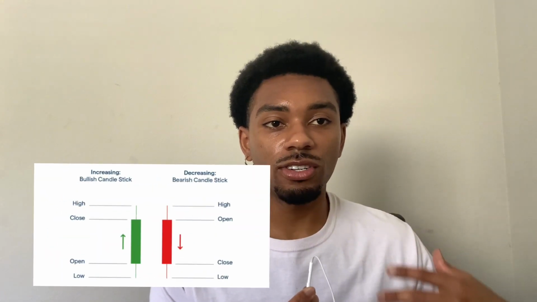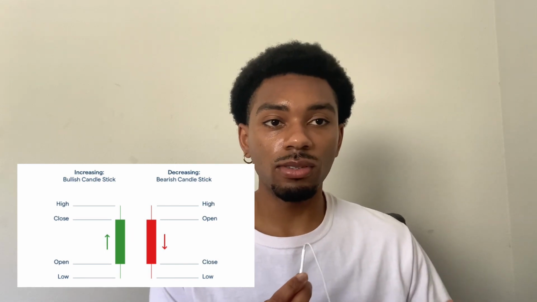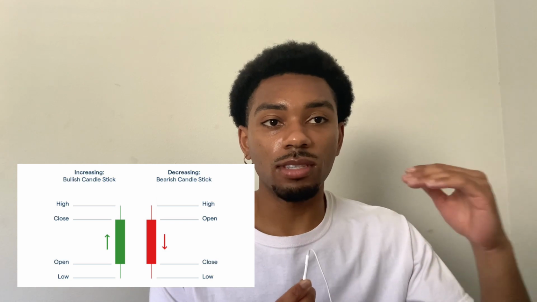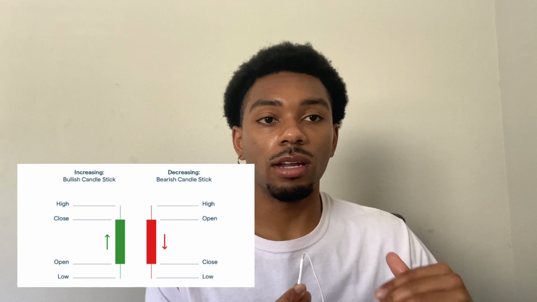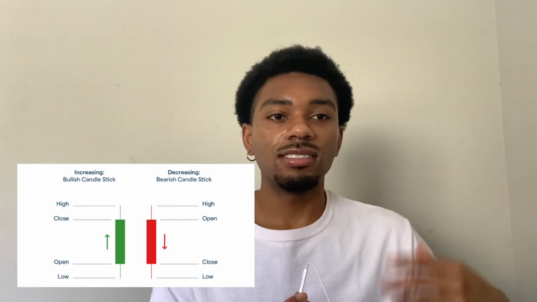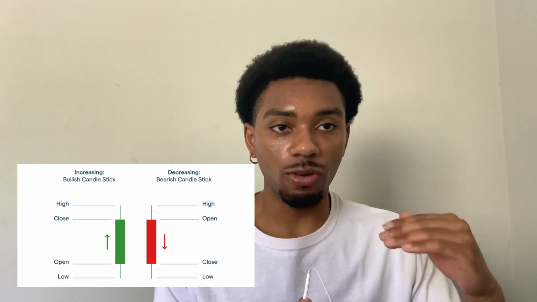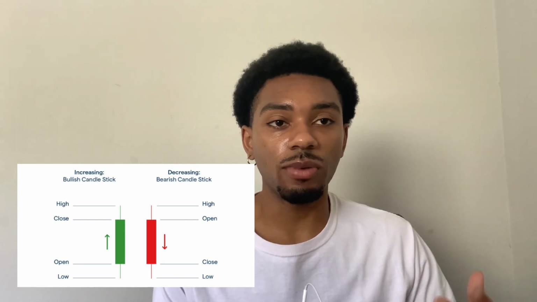They usually feature one or two wicks and a body. On a green candle or a bullish candle, the wick at the top represents the high, whereas the top of the body represents the close. The bottom of the body represents the open, and the wick on the bottom represents the low. Since the candle is bullish or green, it makes sense for it to open at a lower price point and close at a higher price point, indicating rising price action.